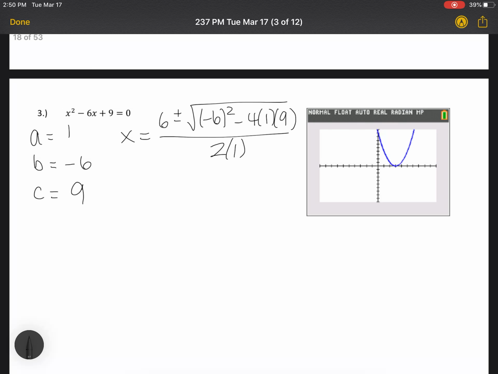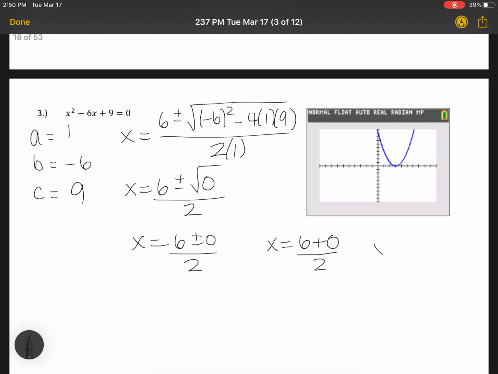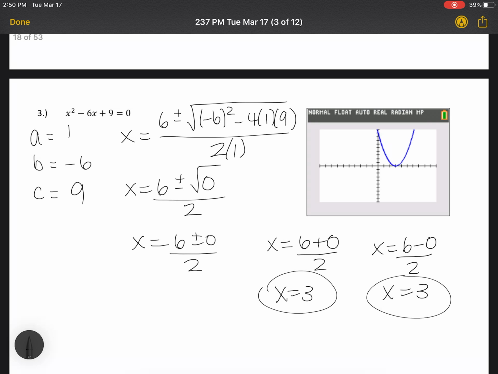Go ahead and evaluate what is under the square root symbol. Should be getting 0. And then denominator 2 times 1 is just 2. Now if we take the square root of 0, that's just 0. So I'm going to rewrite this as 6 plus or minus 0 divided by 2. And then if I split this up, one getting the plus, one getting the minus, you're going to notice we're going to get the same exact answer. Because whether I take 6 and add 0 or subtract 0 and then divide it by 2, I'm going to get 3 as my answer no matter what.